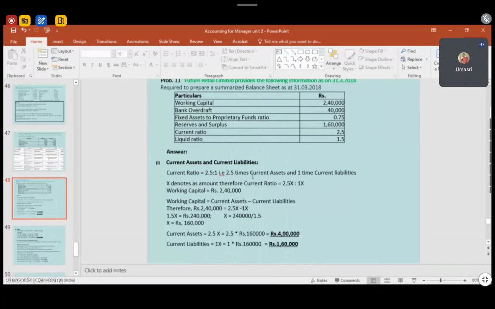But we do not know both values, so only the answer is given. There is no other clue available in this information, right? So what we can do is use the accounting equation. What is your accounting equation? What is the accounting equation? Tell me.